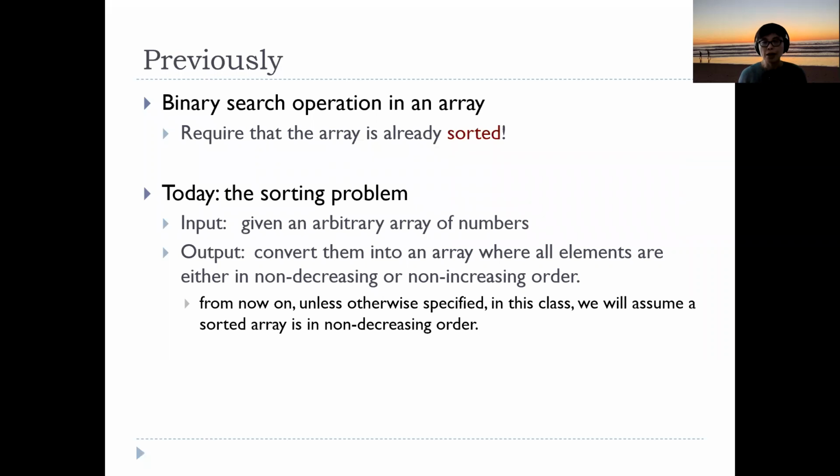In other words, we're given an arbitrary set of numbers, an array of numbers, and we want to convert them into a sorted array where all the elements are ordered from small to large. This is called a non-decreasing order. You can also do from large to small, but in this class, unless I otherwise specify, we are going to assume that a sorted array is from small to large, just by convention. It doesn't matter either way. So that's the so-called sorting problem that we're going to look at today.